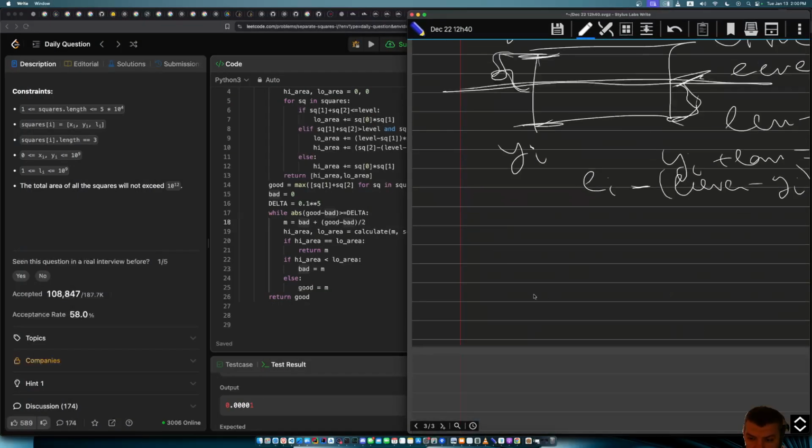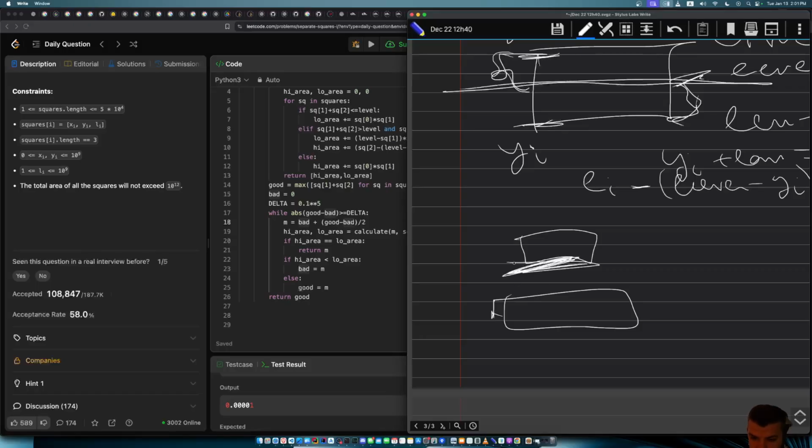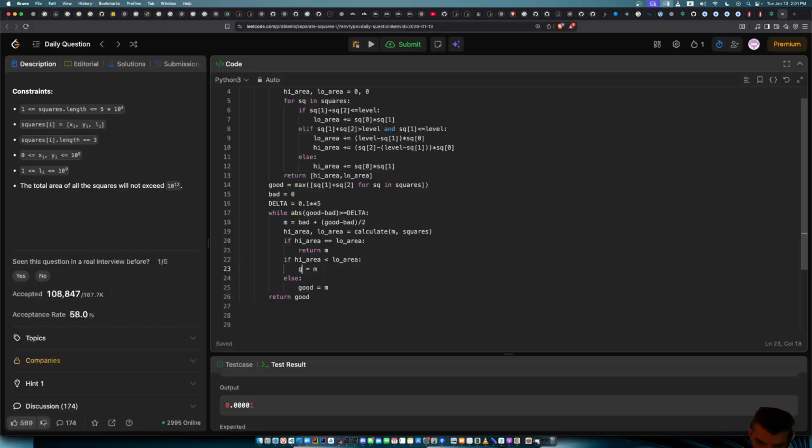So if the high area is lower than the low area, oh, it means that I need to do vice versa. So if there's a smaller one, it means that I need to move the level down so that high area becomes closer to the low area, and by moving the level down, I need to go good is equal m, so that the next middle is going to be lower. So good is equal m, and then bad is equal m in this case.